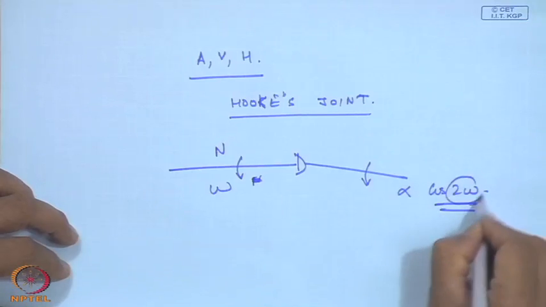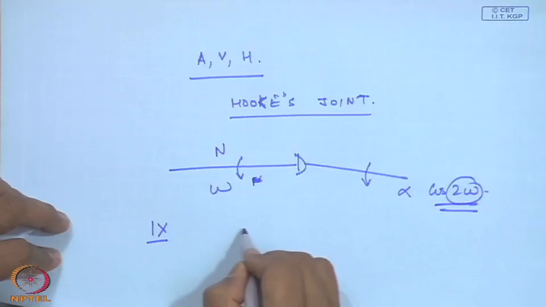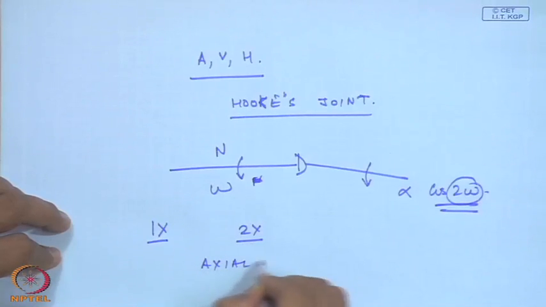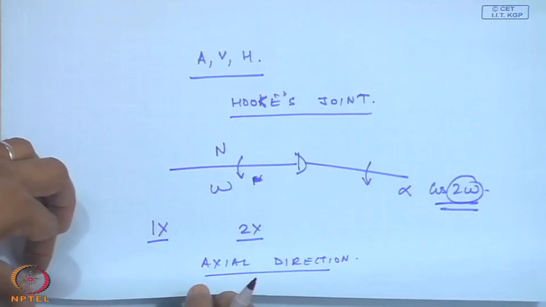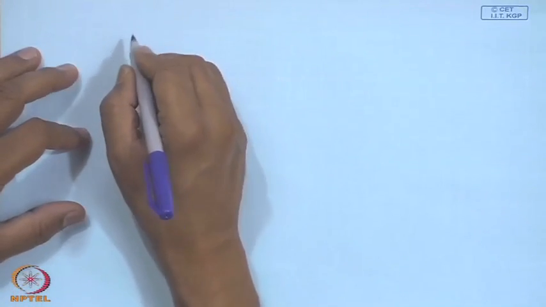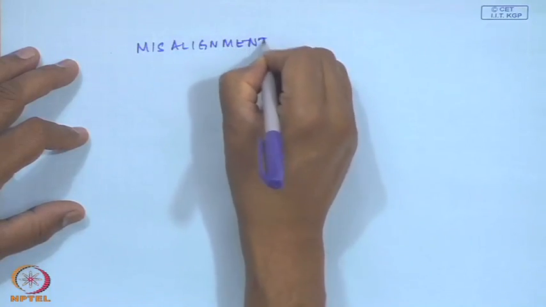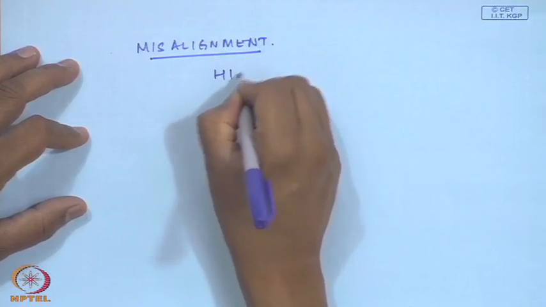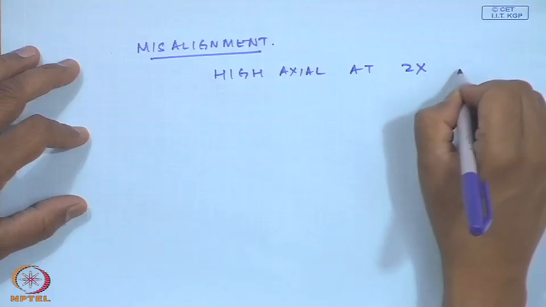So, this 2 omega comes. If I am rotating at 1x, because of misalignment, I will have a strong vibration at its 2x in the axial direction. This is the most important diagnostic indicator in a vibration spectrum whenever we have a misalignment. As opposed to the unbalance, which was strongly radial, here it is high axial at 2x frequency.